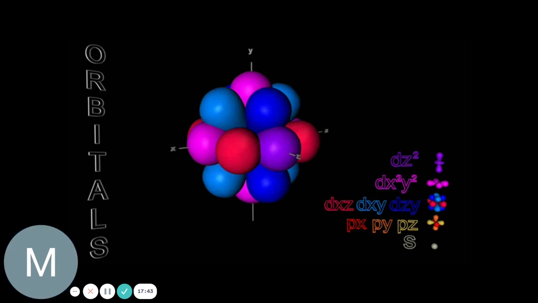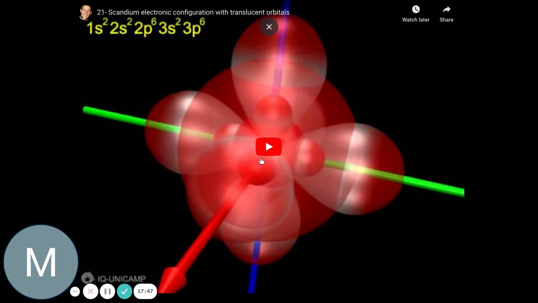So that's what Bohr should have come up with when he was thinking of what the electrons did. Now I like this one because it also shows you the energy level. So what would 1s look like, and then 2s goes on top of that, 2p, 3s, and then 3p.